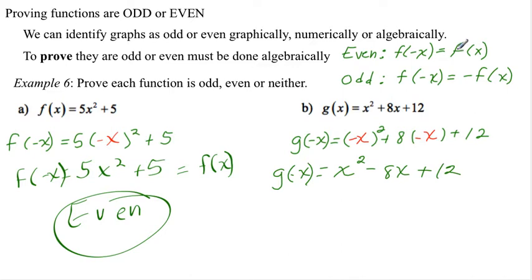So this is definitely not an even symmetry. How about odd? When we plug in negative x, do we get the opposite of f of x? Well, the opposite of that would have all three of these signs as negative, and that's not the case either. So this is a neither.